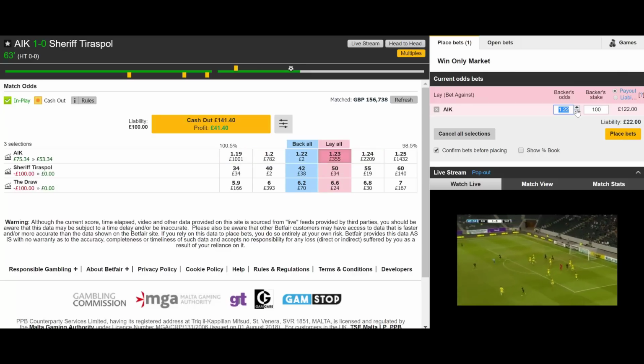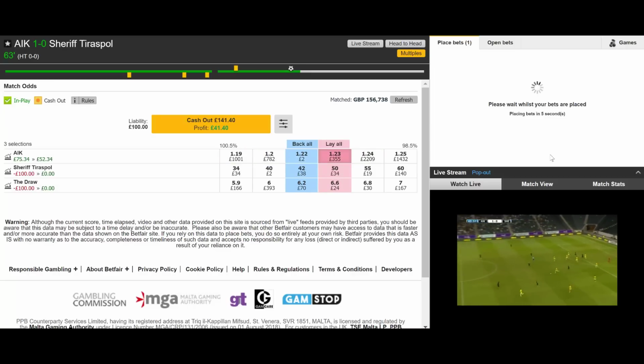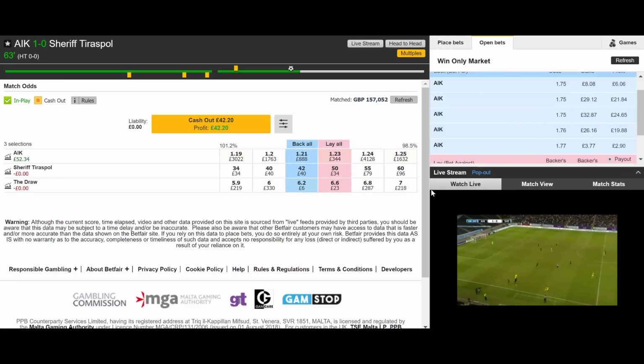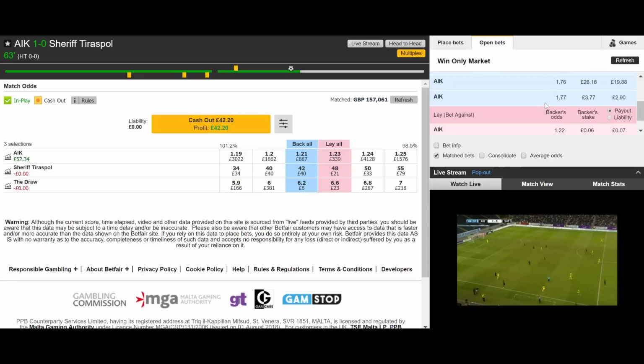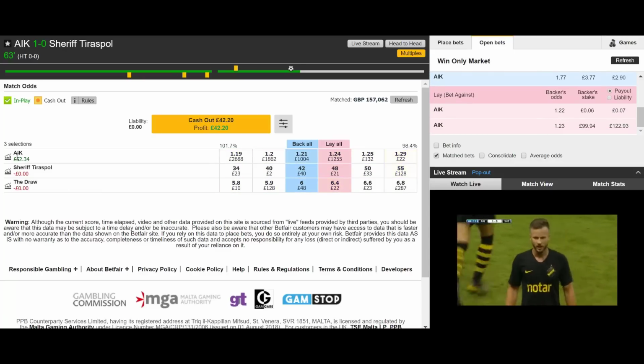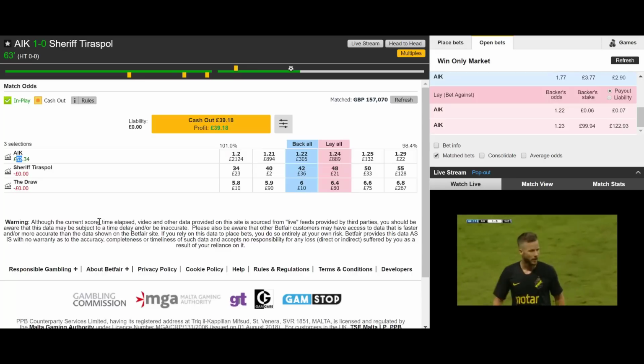Okay, so anyway, I'm just going to try and put this in to lay AIK and basically just remove all of our risk from the trade, right? So that's 1.23 we've got in. It's a trade from 1.75 down to 1.23 on the lay. And now you can see it gives us £52 there of green sitting on AIK.